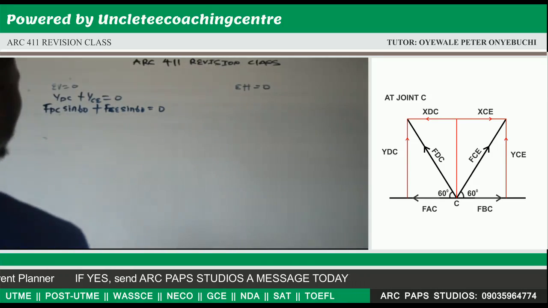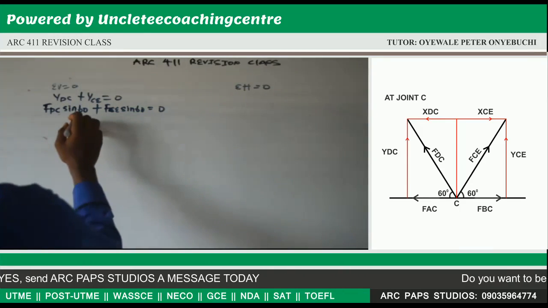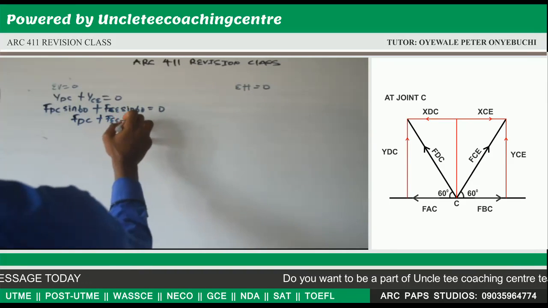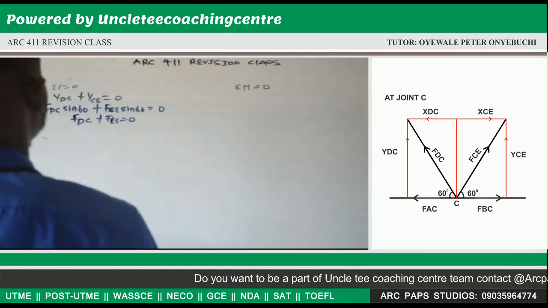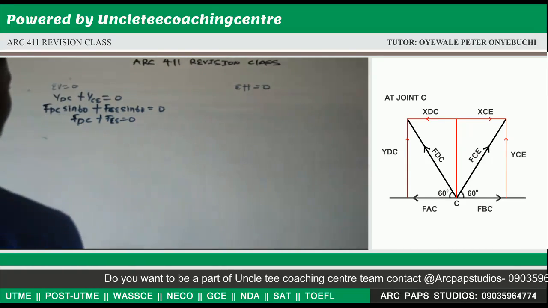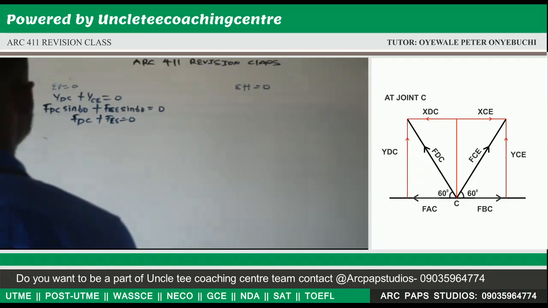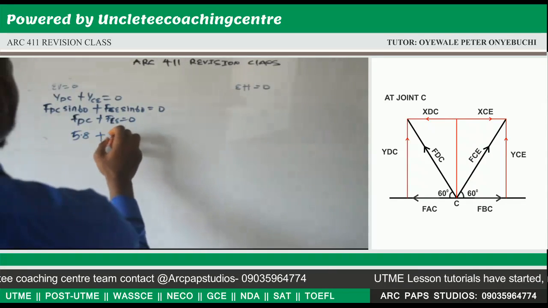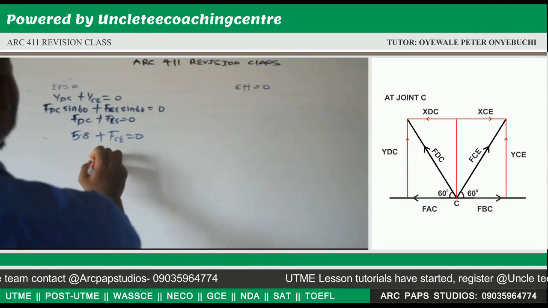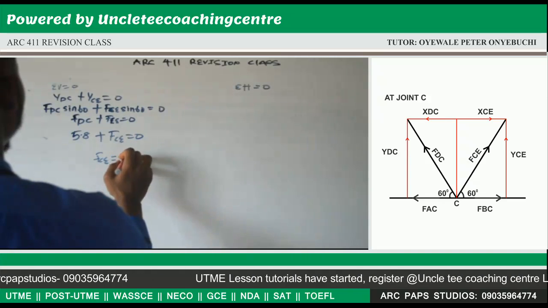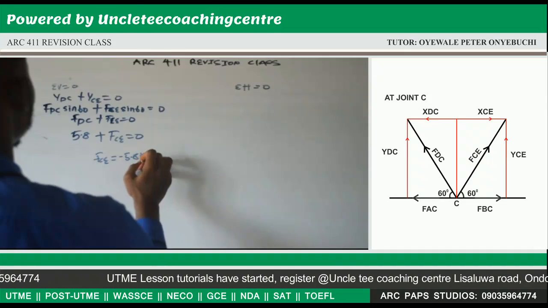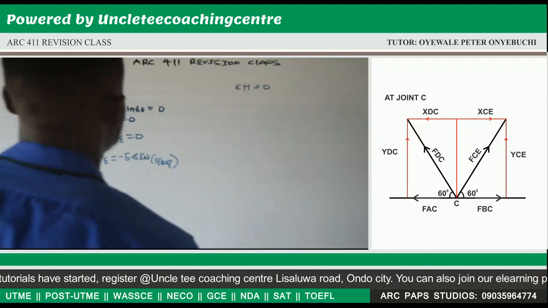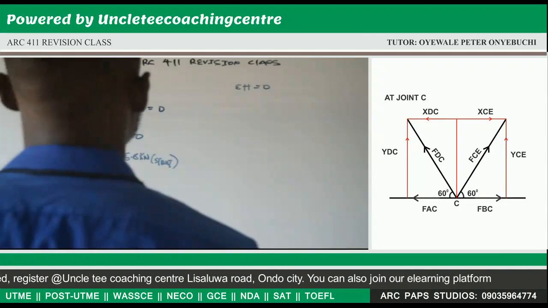Now FDC sine 60 plus FCE sine 60 will give us 0. It means that FDC plus FCE is equal to 0 when you divide through by sine 60. Now, since we have gotten our FDC to be 5.8 kilonewton, it means our FCE will give us minus 5.8 kilonewton, which is a strut. Now, let's go to our horizontal forces.